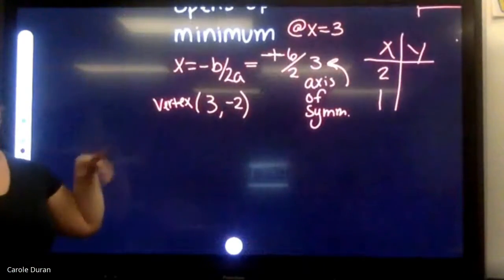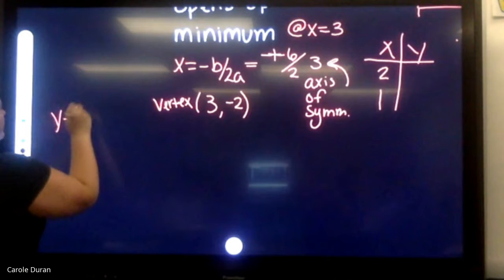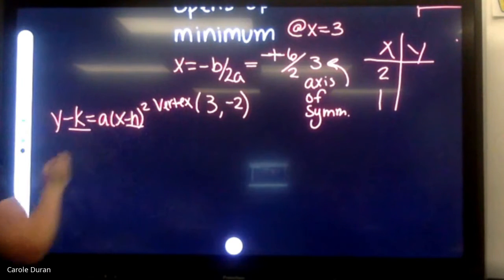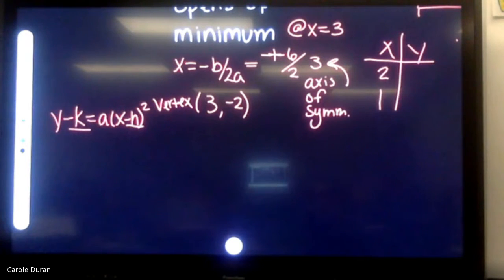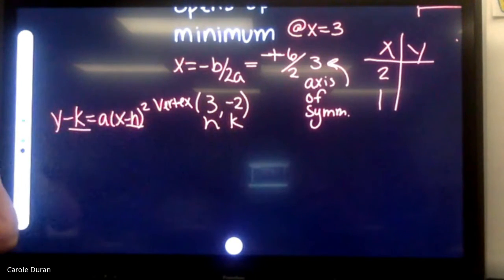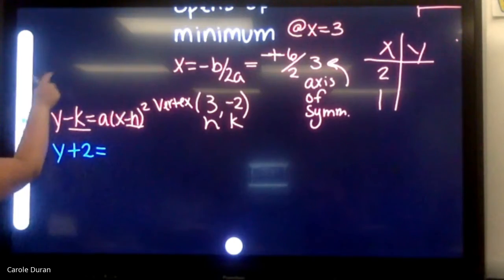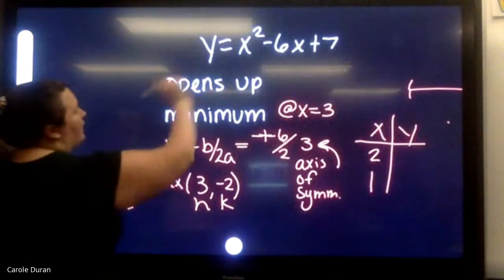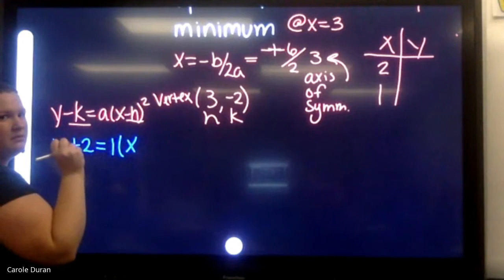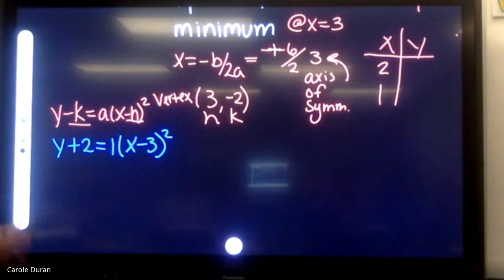Okay, so this is the other way of doing it that is somewhat easier, but I like to show both ways as a refresher. My vertex form is y minus k equals a times x minus h squared, where k and h are the coordinates of my vertex. 3 is h, negative 2 is k. So when I plug negative 2 in here, I get y minus a negative 2, which becomes y plus 2. My a value is the coefficient on the front of my x squared term. And then x minus 3 squared because h is 3. So it comes out to the same thing either way.